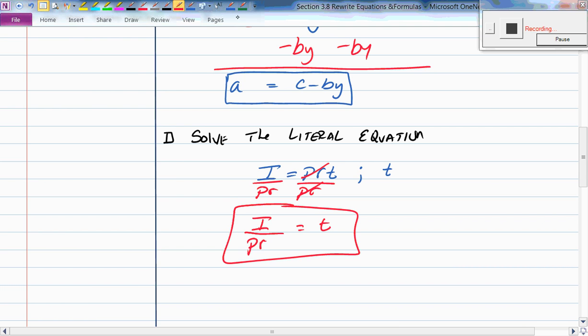Little bonus question for you. Let's go back to our E equals mc squared. Energy equals mass times the speed of light squared. Please solve that equation for mass. How do you do that? Great.